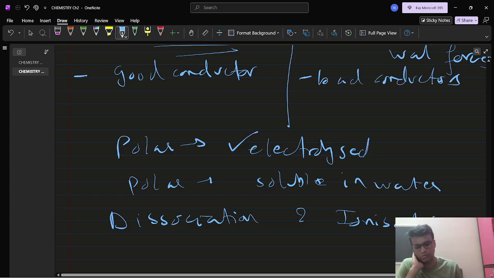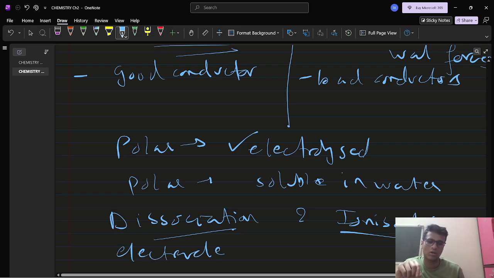Dissociation is the separation of ions already present. Ionization is the formation of new ions. So whenever you get separation of ions which are present, it is dissociation. Formation of new ions is ionization. So electrovalent compounds undergo dissociation, covalent undergo ionization. So they form new ions. They don't have ions. Why not? Because there is no transfer of electrons, and ions are formed only after transfer of electrons.